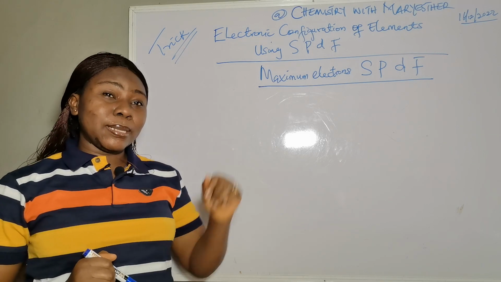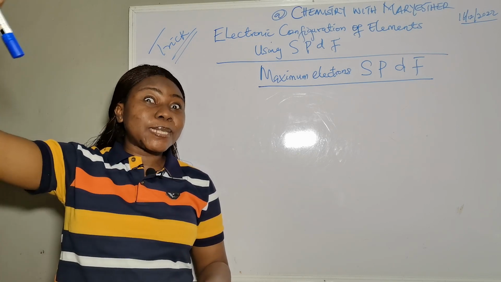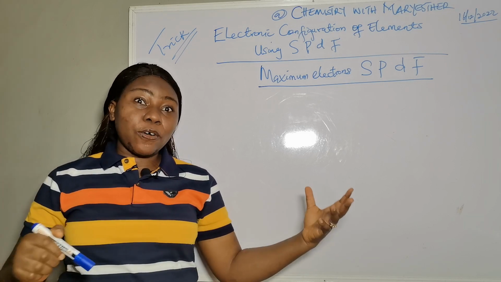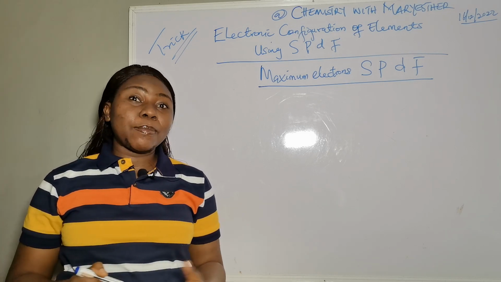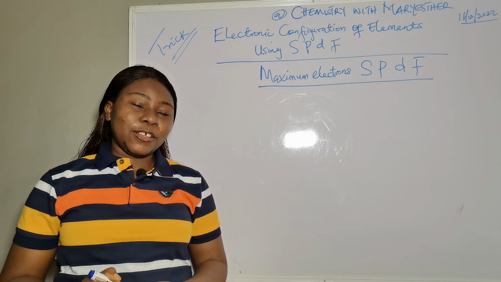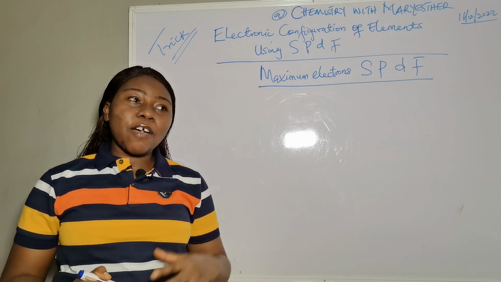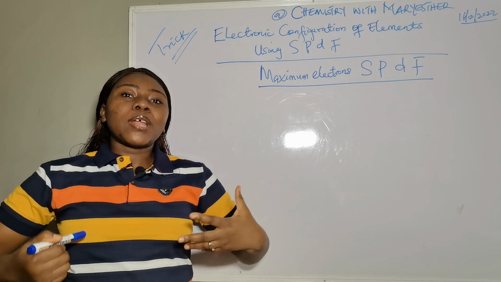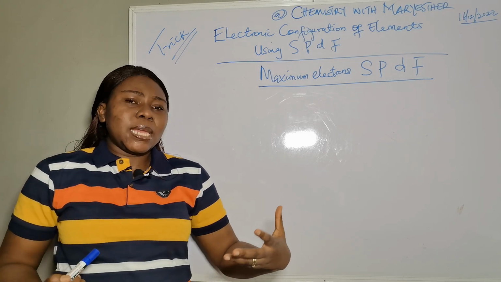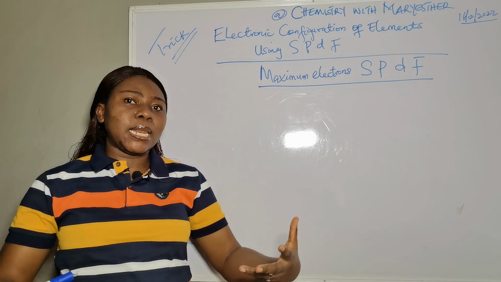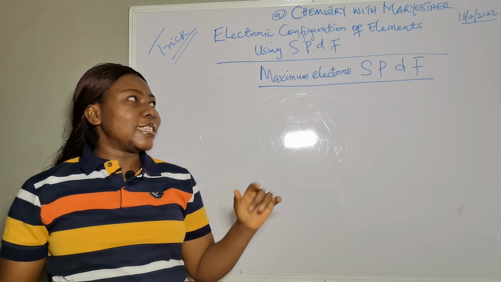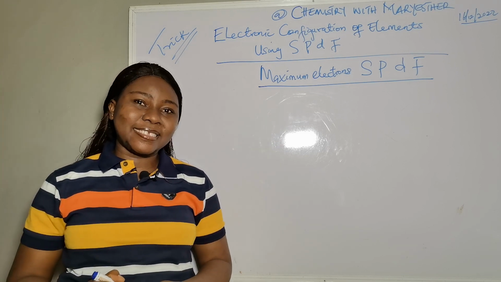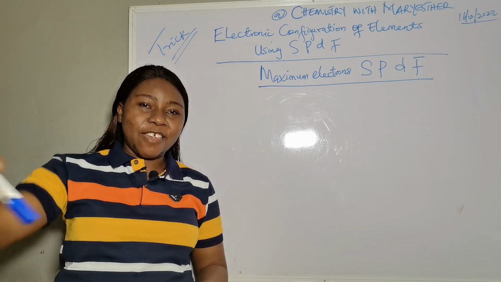First of all, what is an element? An element is a substance that cannot be split again into other forms through ordinary simple chemical reaction. In my previous lesson, I've treated the first 20 elements, so that when someone asks you to mention number 10, you can say neon because you already know the first 20 elements. Now the question is, can you present the electronic configuration of the elements using SPDF?